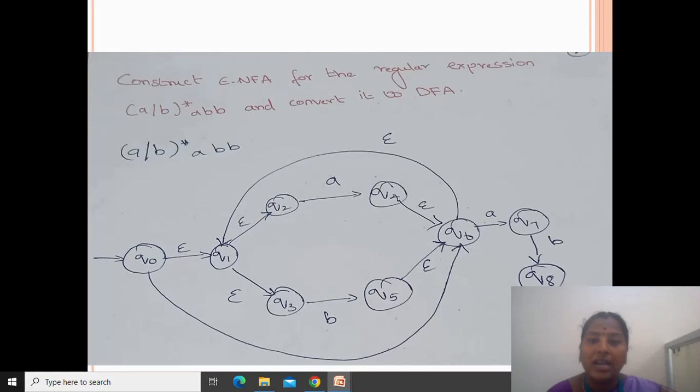First we want to draw the transition diagram for the epsilon NFA. For epsilon NFA, initially it will start with the initial state q0, and the final state will be represented with a double circle. So here, for a/b, this is the transition diagram, and (a/b)* is represented with epsilon moves, followed by a b b. From q6 to q7 it's a, q7 to q8 it's b, q8 to q9 it's b. So this is the transition diagram for (a/b)* abb.